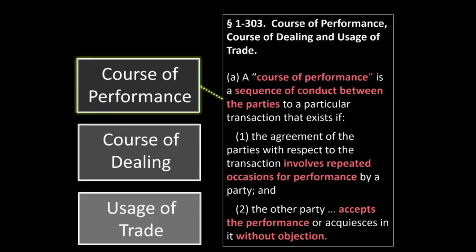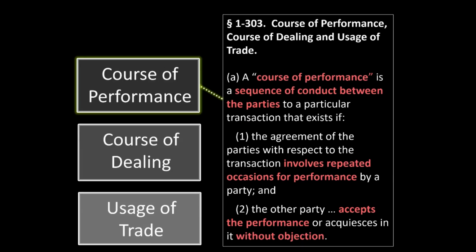A course of performance is defined under Article 1, Section 303 as a sequence of conduct between the parties to a particular transaction that exists if the agreement of the parties with respect to the transaction involves repeated occasions for performance by a party and the other party accepts the performance or acquiesces in it without objection. Stated differently, a course of performance relates to a pattern of conduct or interactions between the parties to a contract. Specifically, the pattern of conduct or interactions between the parties that occurred after the contract was formed, once the parties began their respective performance obligations under that contract.